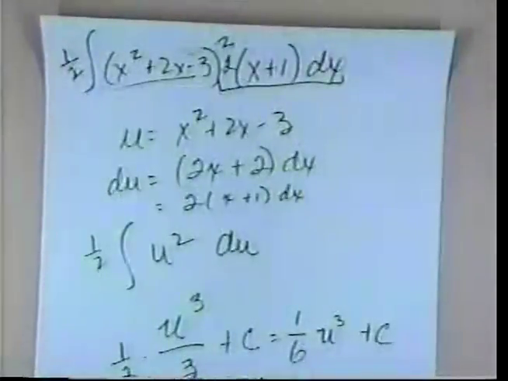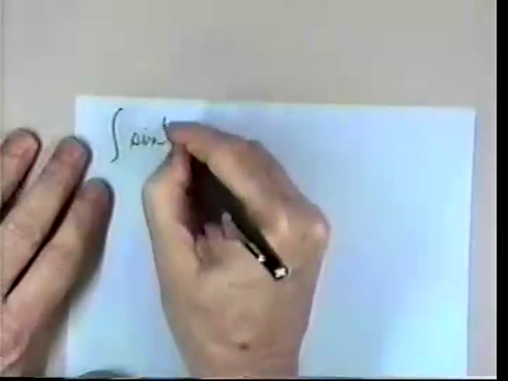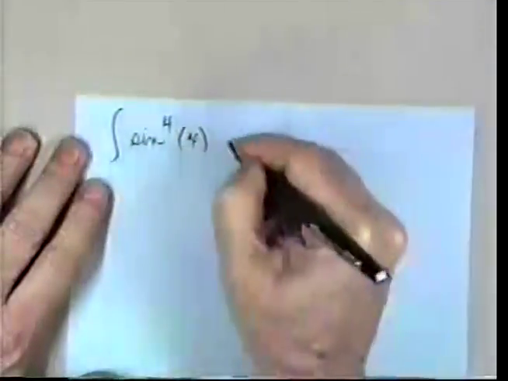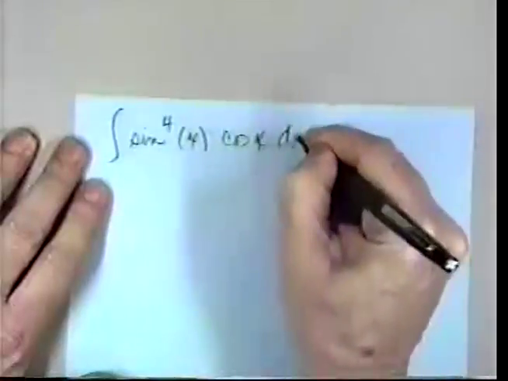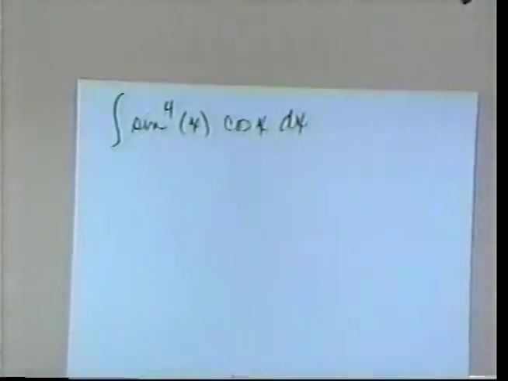Let me give you one with some trig, some simple sine and cosine. This is sort of a precursor of things to come, but let's look at sine to the fourth of x times the cosine of x dx. Now again, that's a composite function, so I'm going to let you choose a substitution and take a look at that one for a minute.